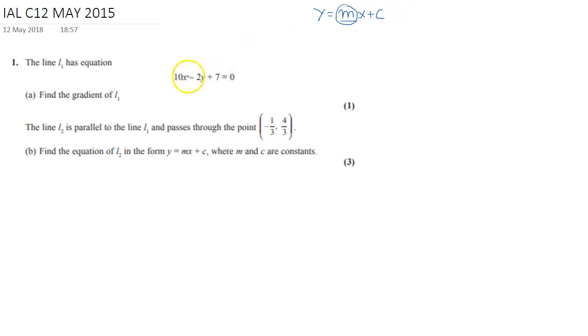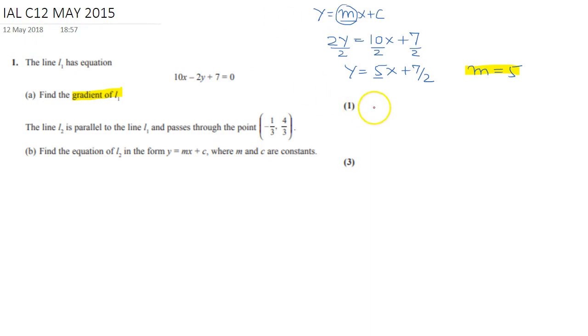So let's write this. This equation can be written as 2y is equal to 10x plus 7. Divide by 2. So this equation is y is equal to 5x plus 7 over 2. So the coefficient of x is 5. So m is equal to 5. This is the gradient of line L1.